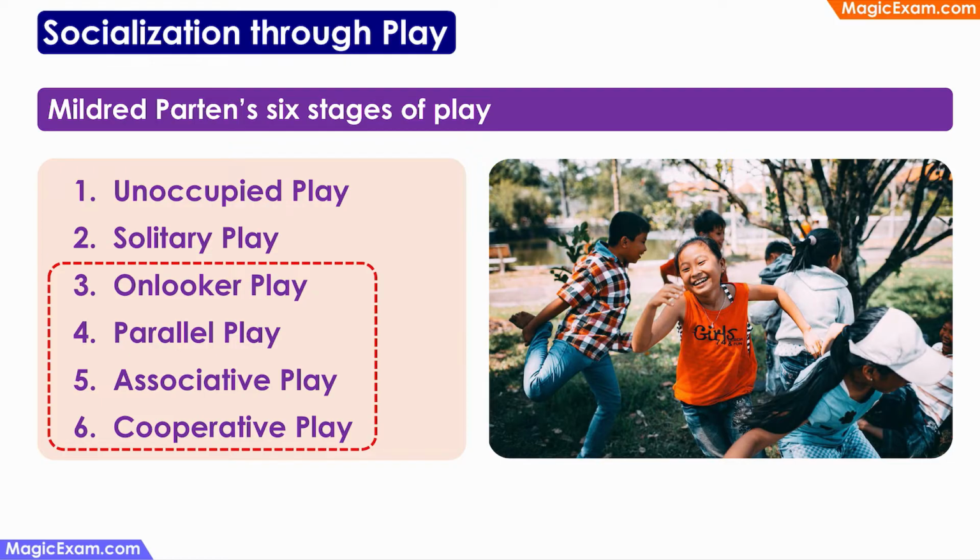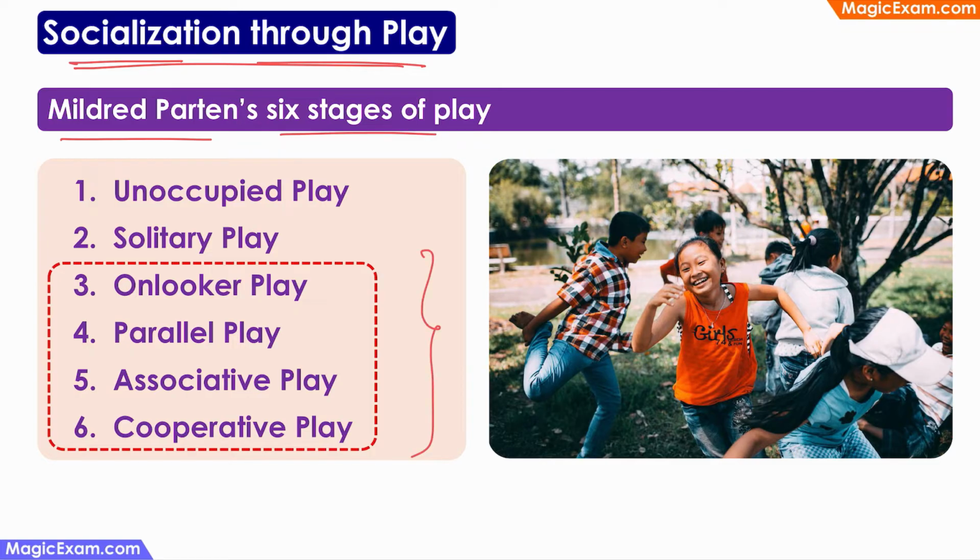Play is very, very important for the development of a child, and socialization can happen a lot through play as well. To understand socialization through play, we can look at Mildred Parten's 6 stages of play. Now, we can see that socialization mainly happens in the last 4 stages of play.